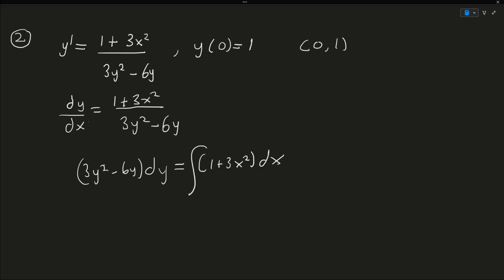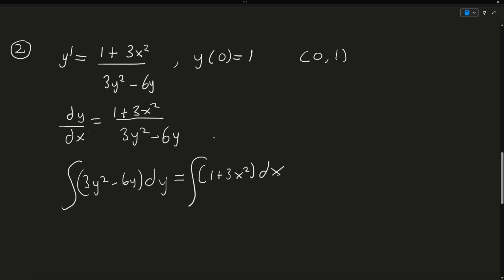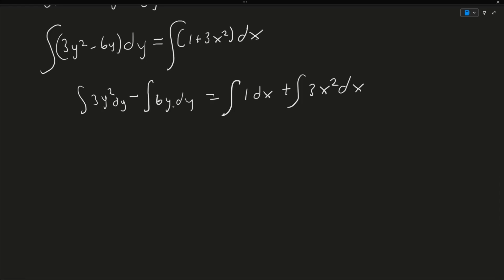Now we can integrate both sides to solve the separable differential equation. We would separate this integral as the integral of 3y squared dy minus the integral of 6y dy, equals the integral of 1 dx plus the integral of 3x squared dx. And then we would integrate.